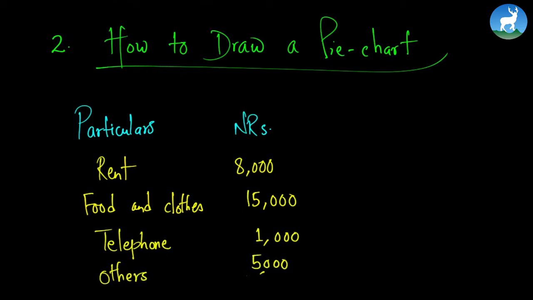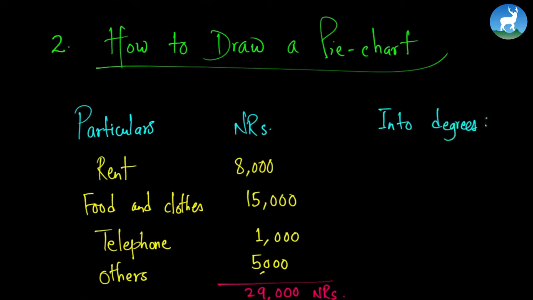So let's find the total first. What is the total expenditure? It is 29,000 Nepali rupees. That is the total expenditure. Now let's convert this information into degrees. Can you do that? For that you will need a calculator. So we are converting this information into degrees.